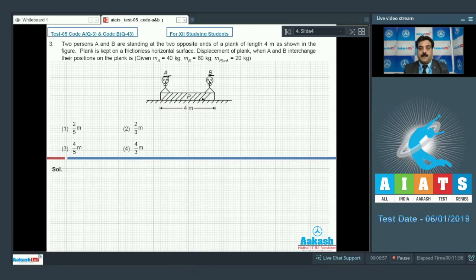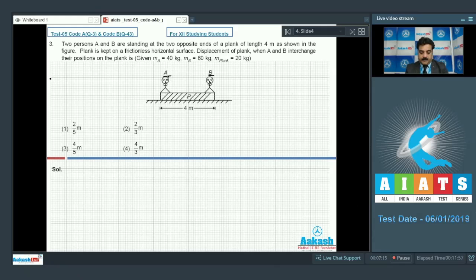Masses A, B and the plank are given. But from this question we can observe that there is no external force. If there is no external force, then the position of the center of mass will not change. So first I would like to use vectors.